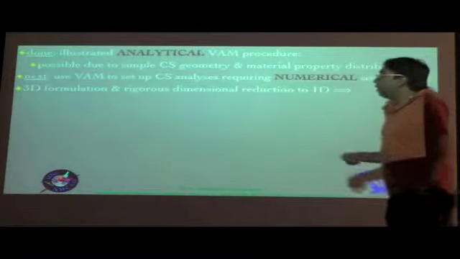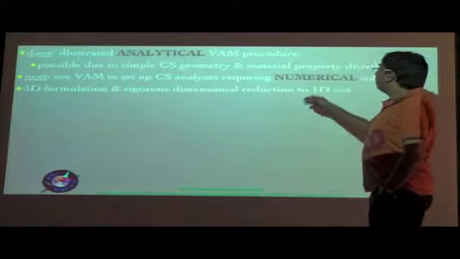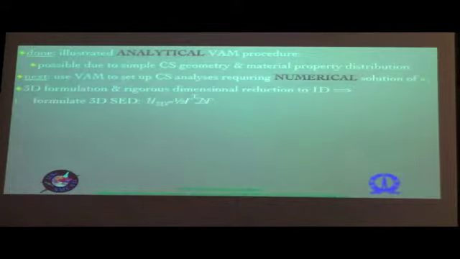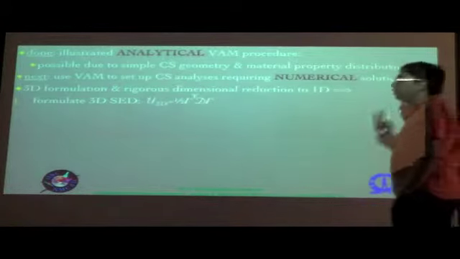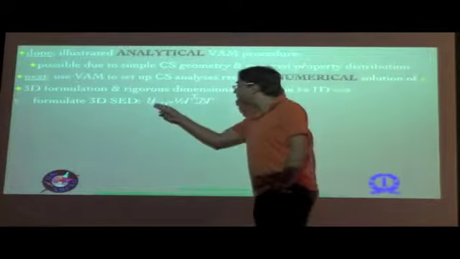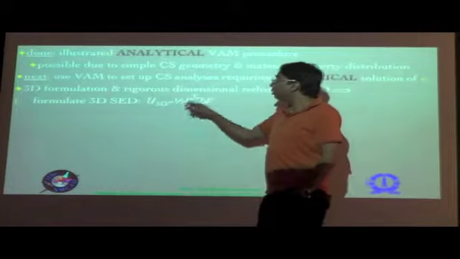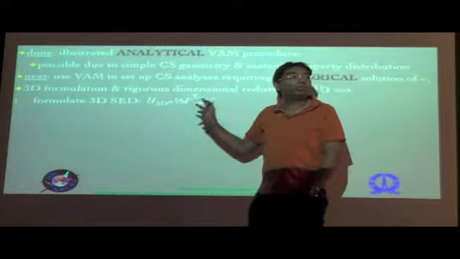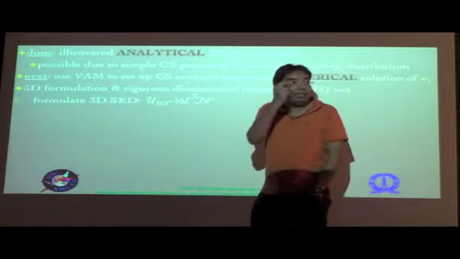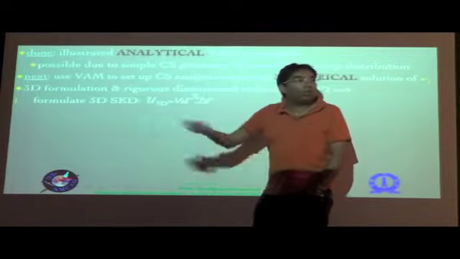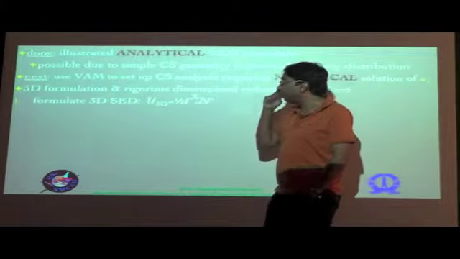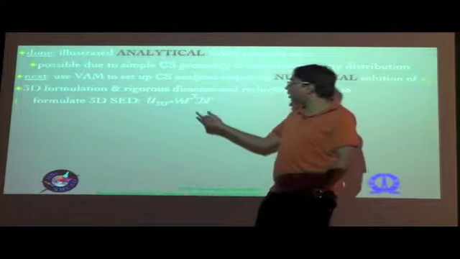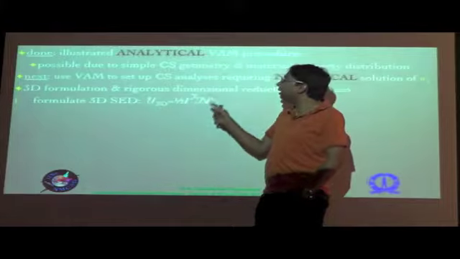The 3D formulation and rigorous dimensional reduction to 1D implies that we have to formulate first of all the 3D strain energy density, which is already there, which is quadratic in the gammas, because we are still considering a materially linear problem, which is valid for most engineering materials that we typically use in aerospace applications. So basically it is quadratic in the gammas.